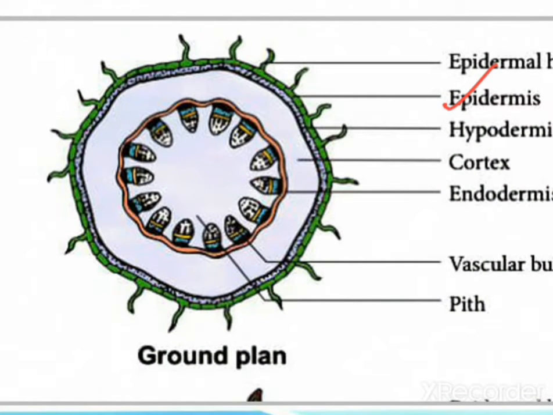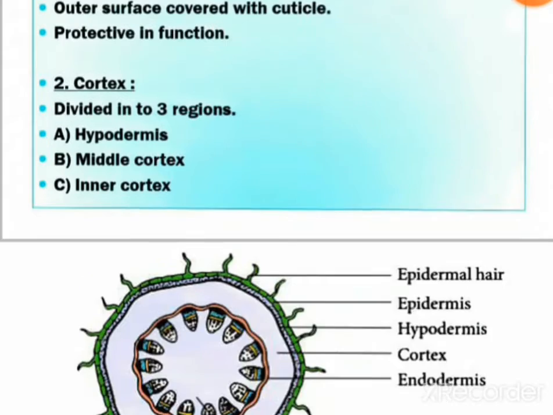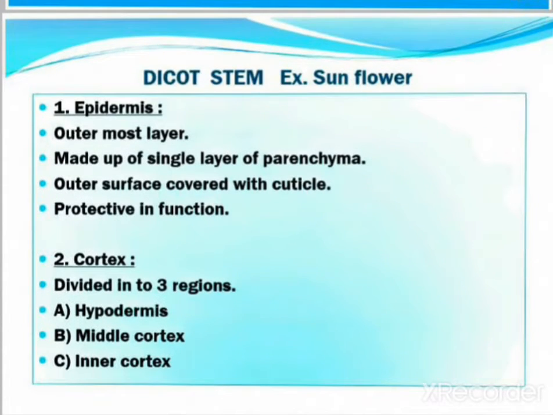The epidermis is the outermost layer and it is made up of single layer of parenchyma and it is involved in protection of inner tissues like cortex and stele. Next, cortex. The cortex of dicot stem is divided into three regions: hypodermis, middle cortex and inner cortex.